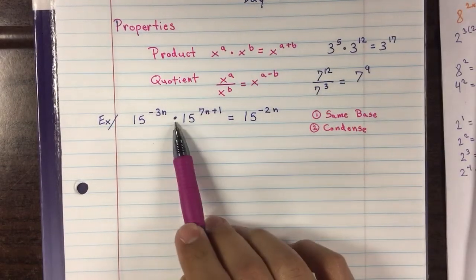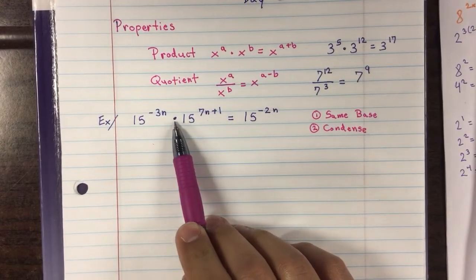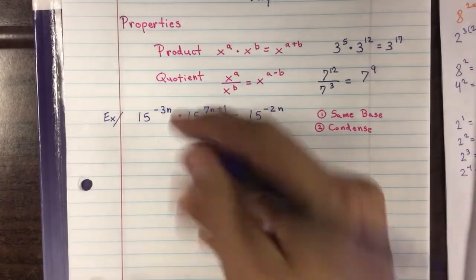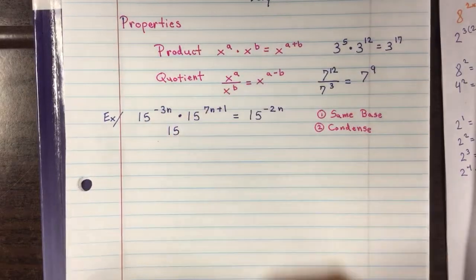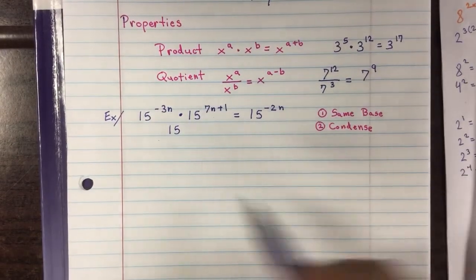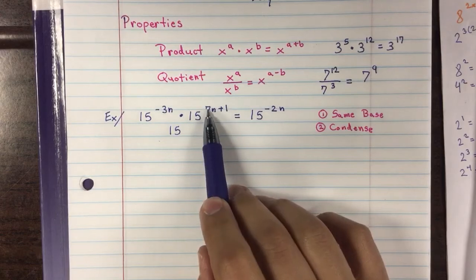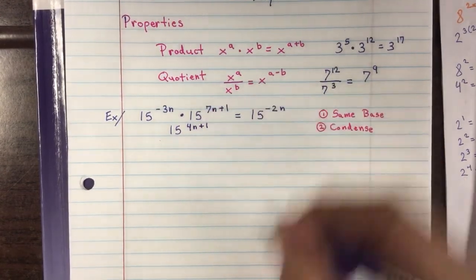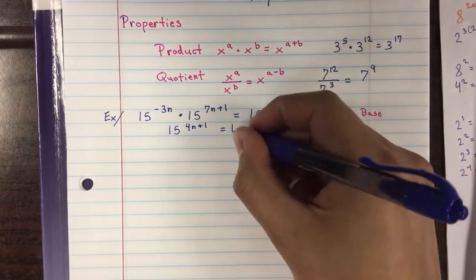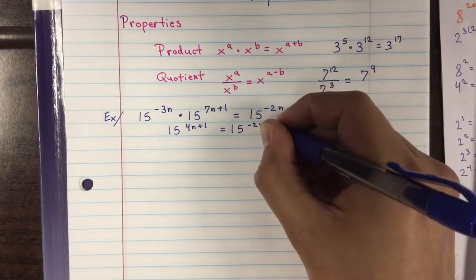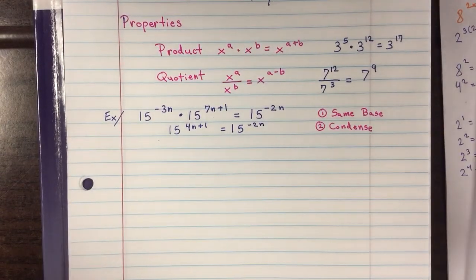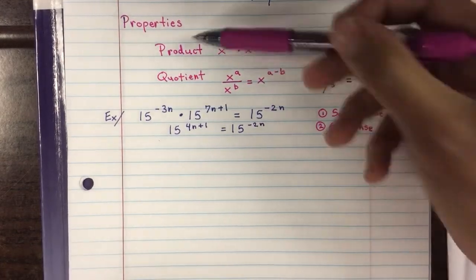So I have multiplication. What does that mean for my powers? Well, multiplication means I'm going to add, right? So keep the base the same, it's 15, and then add your exponents. So negative 3n plus 7n would be 4n plus 1, and then the right side stays the same. So it's just a problem from yesterday now. That's it. That's the extra step for today: condense using product or quotient.